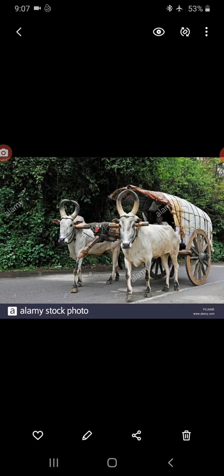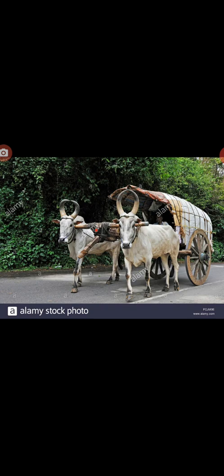Now in ancient times there were no vehicles. People were using animals. So people were using bullock carts also to transport the goods from one place to another and to travel from one place to another.